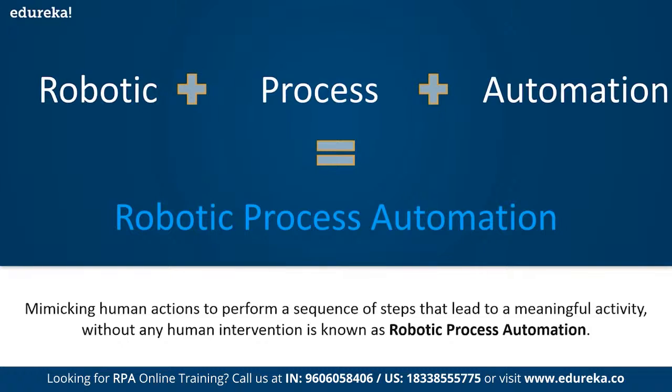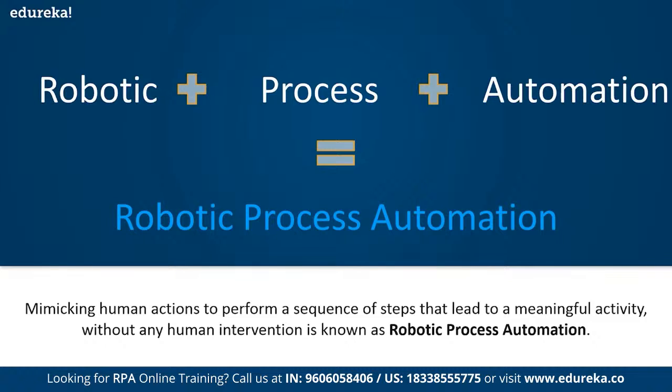So now if we just combine all these three terms together, that is robotic process and automation, then mimicking human actions to perform a sequence of steps that lead to a meaningful activity without any human intervention is said to be robotic process automation. So the term is really simple, guys. Whenever you want to automate any kind of task, either it be a simple task to a complicated task, maybe you'll have to integrate various environments for it, then you can simply use this technology, that is robotic process automation.